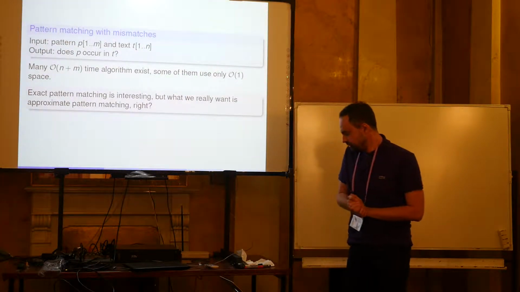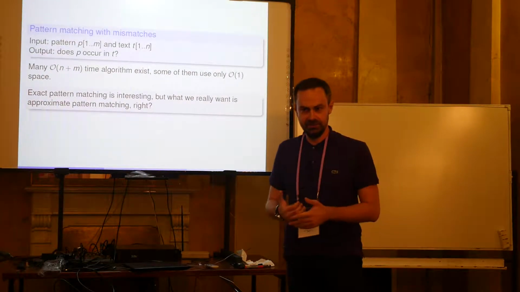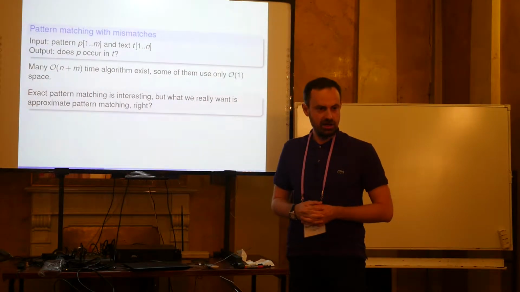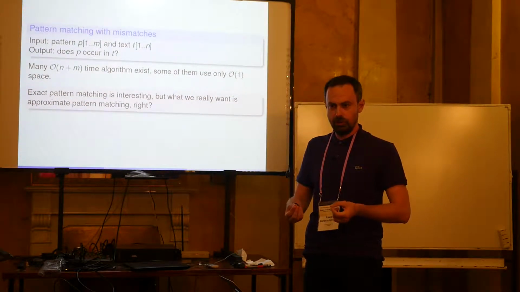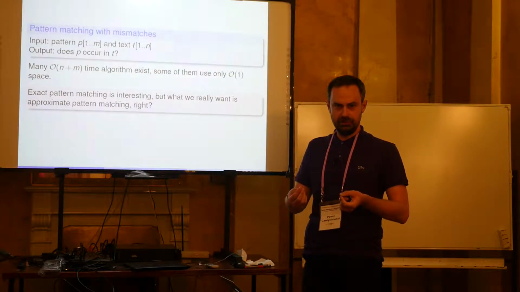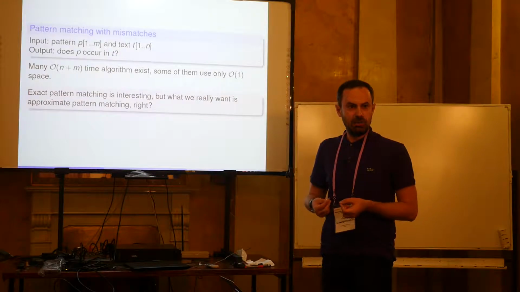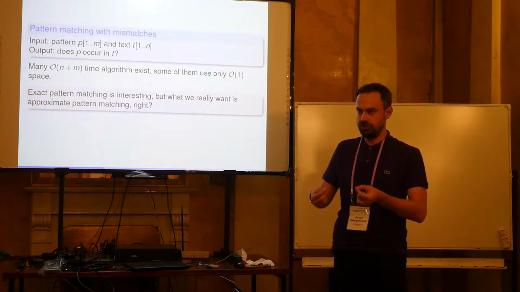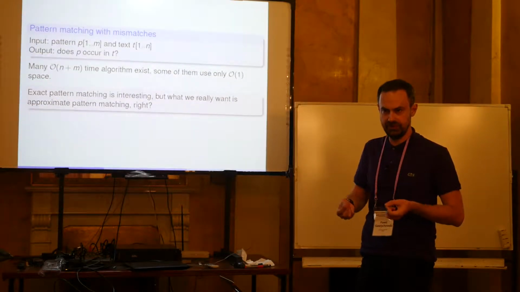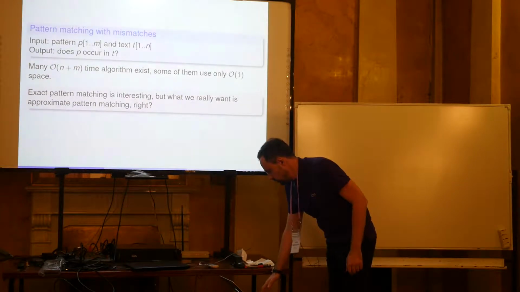Okay, so that's the exact version, but real life is not so exact. We have some noise in the data. We have some errors. And we would like to still solve the same problem. We would like to find fragments of the text that look similar to the pattern. So it's not exact occurrences, but something which looks almost like your pattern. So now you have to define precisely what it means to look similar to the pattern. So you need to introduce some notion of similarity. And there are a few ways you could do that.